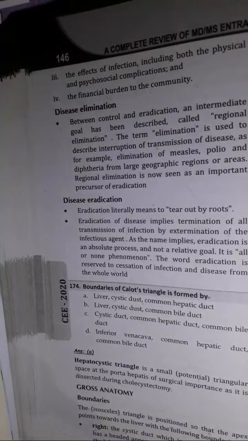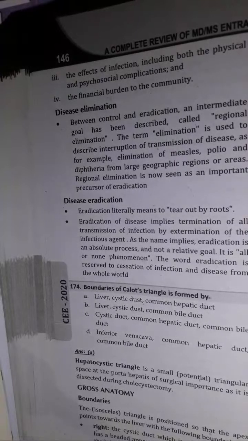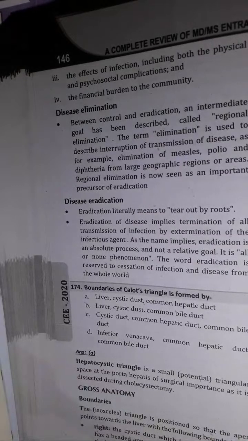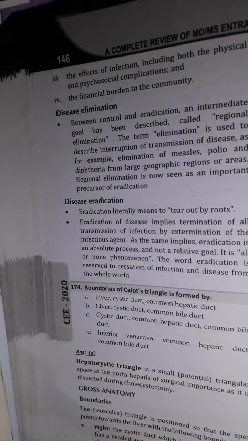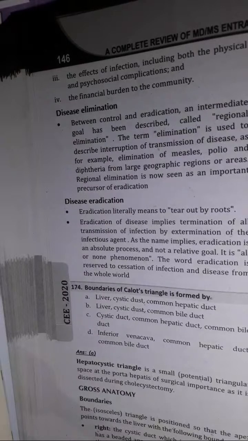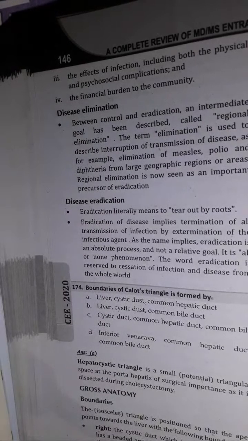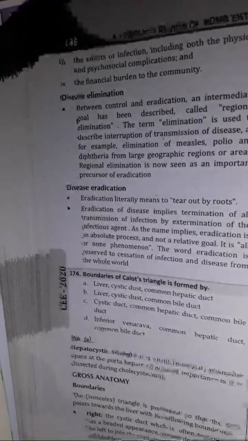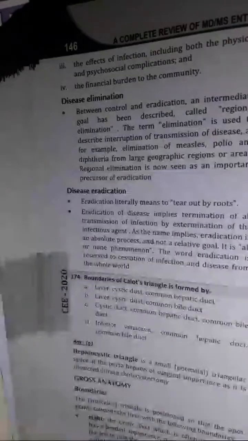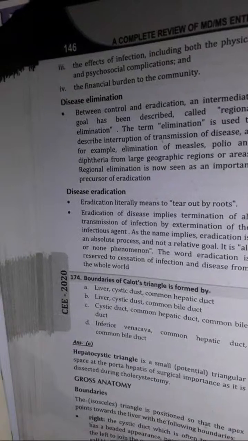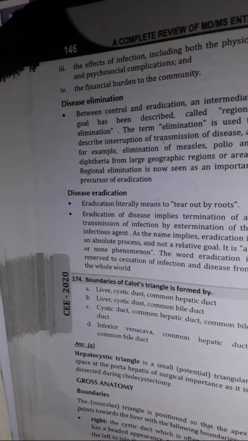The borders of Calot's triangle are made by the liver, cystic duct, and hepatic duct. Boundaries of Calot's triangle: liver, cystic duct, and hepatic duct.